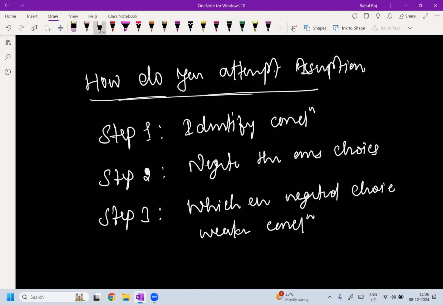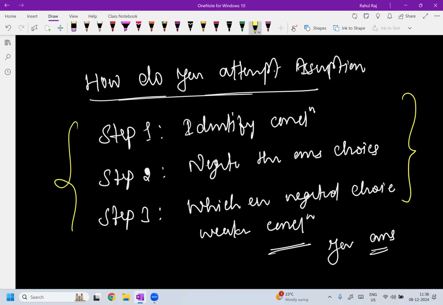Whichever negated choice weakens the conclusion, that is your answer. Now, what the hell do you mean? Now you can ask, Rahul, what the hell? Till now you gave all those theories and logic that assumptions always support the conclusion. Why should I weaken the conclusion, right?